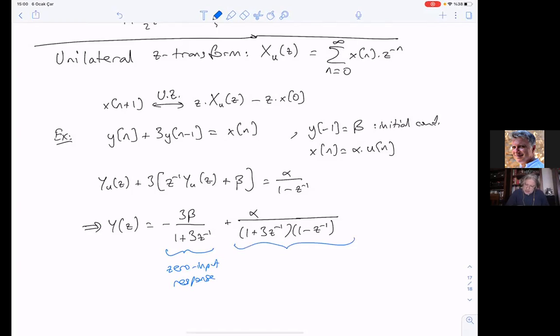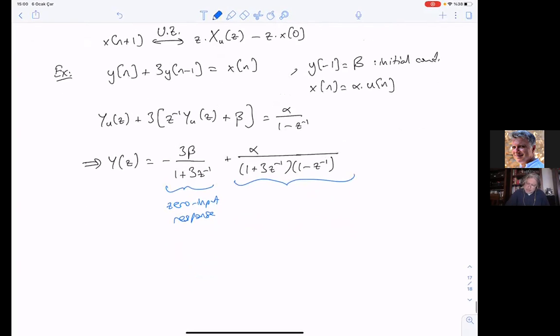Whereas this part is not related to the initial condition, beta. So here we are only observing the input. So if the initial condition beta was equal to 0, then we wouldn't have this one, and we would only have this part, which is called the zero state response. Something like a particular solution.